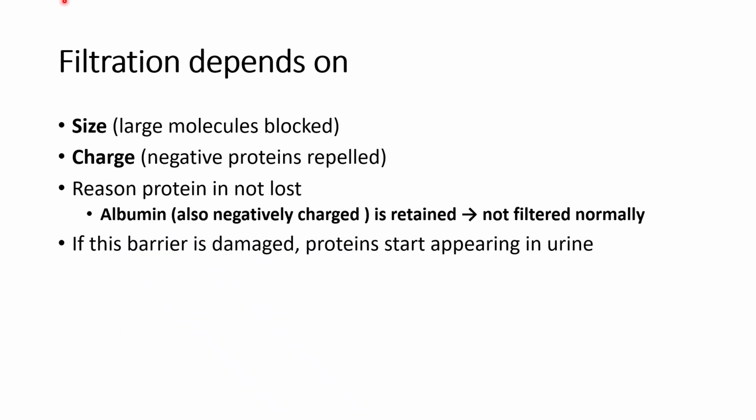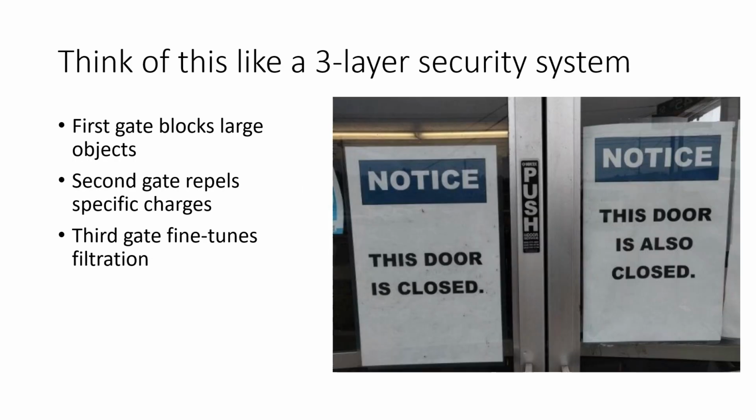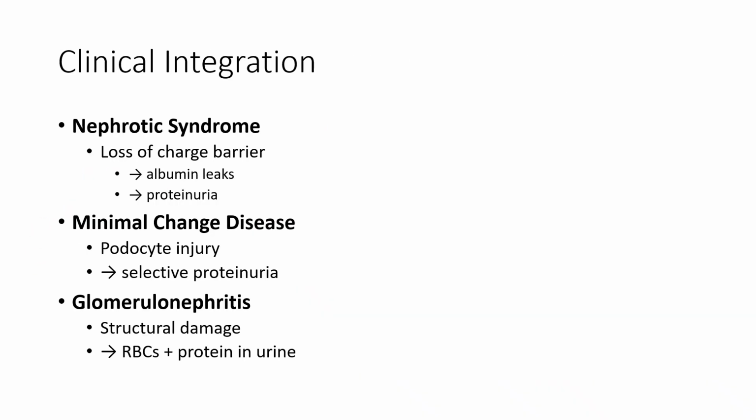So basically, filtration of anything through the glomerulus depends on three things: the size. If some molecule is very large, it won't be allowed to pass. Then the charge, negative proteins are repelled. And if this barrier is damaged, you will see both cells like RBCs and protein in the urine. Like I told you, it is like a three-layered security system. First is the fenestrated endothelium blocking large objects. Then the second gate repels negative charge. Then the third gate fine tunes it. So let's see this with some clinical conditions.